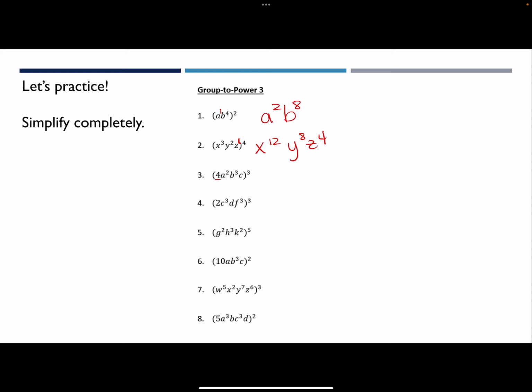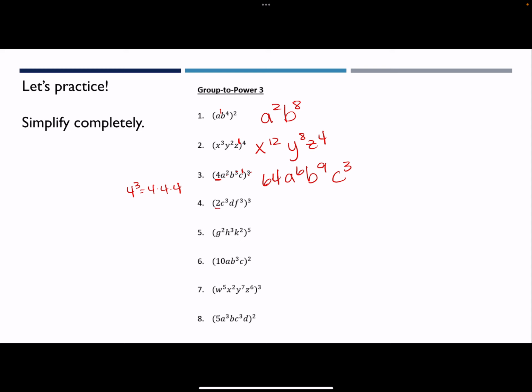Now we have 4. That 4 is not an exponent. It's a coefficient. So we do 4 to the third power. 4 to the third power is 4 times 4 times 4, which is 16 times 4, which is 64, right? So a to the 2 times 3 is 6. B to the 3 times 3 is 9. C to the 1 times 3 is 3.